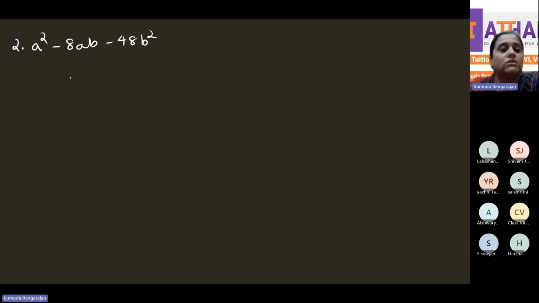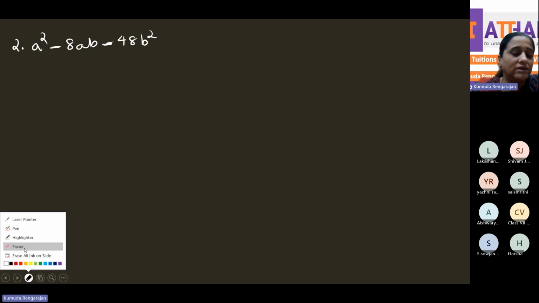So here, again, three terms. When you compare with a square minus 2ab plus b square, you see that the signs clearly don't match. Here it's minus and minus here. It should be all positive, or it should be positive, negative, positive. Only the 2ab term can be negative. But here you have minus 8ab and minus 48b square. So you cannot use identity here.